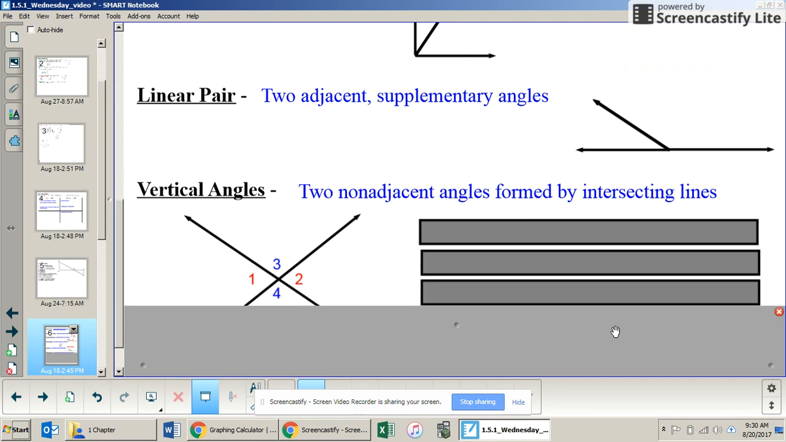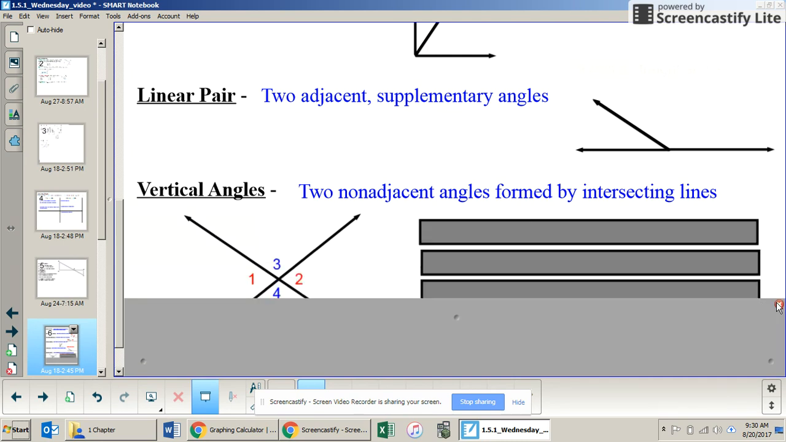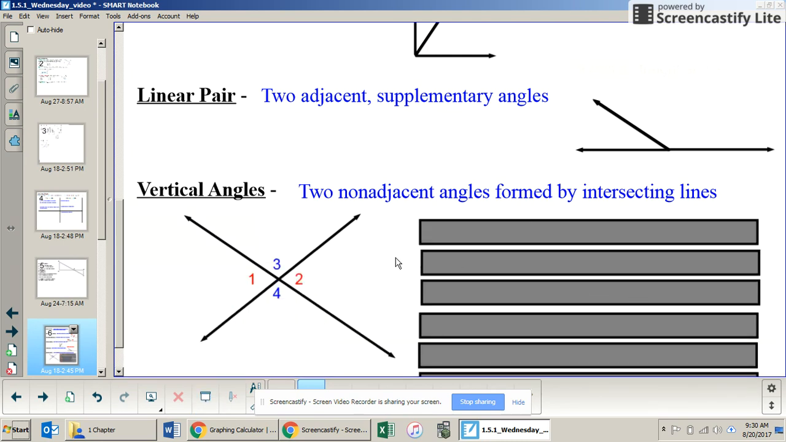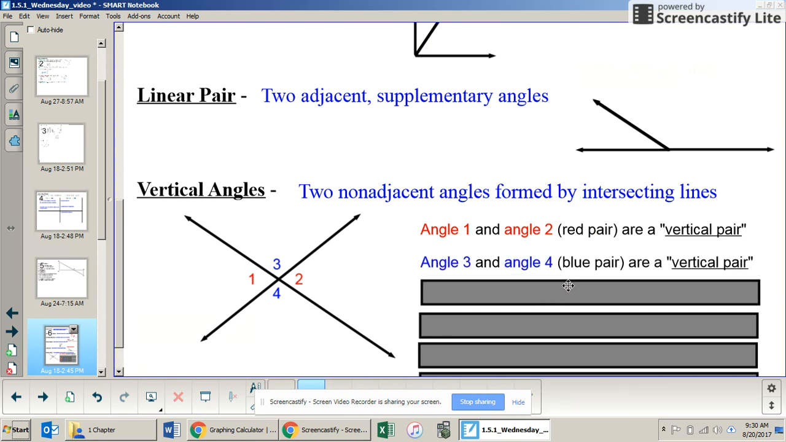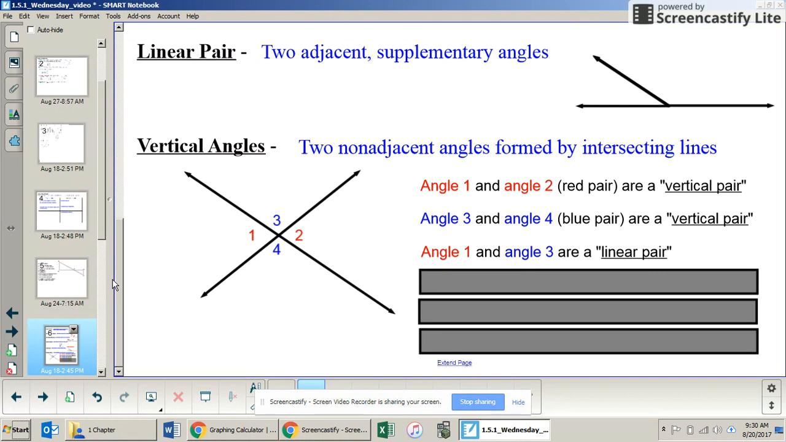And finally, a vertical pair of angles is two non-adjacent angles formed by intersecting lines. So when we look at this diagram, we have two lines that are intersecting. We know that angles 1 and 2, the red pair, are a vertical pair, as are angles 3 and 4, the blue pair. If you combine a red angle with a blue angle, you get a linear pair. So angles 1 and 3 form this line right here, so they are a linear pair.